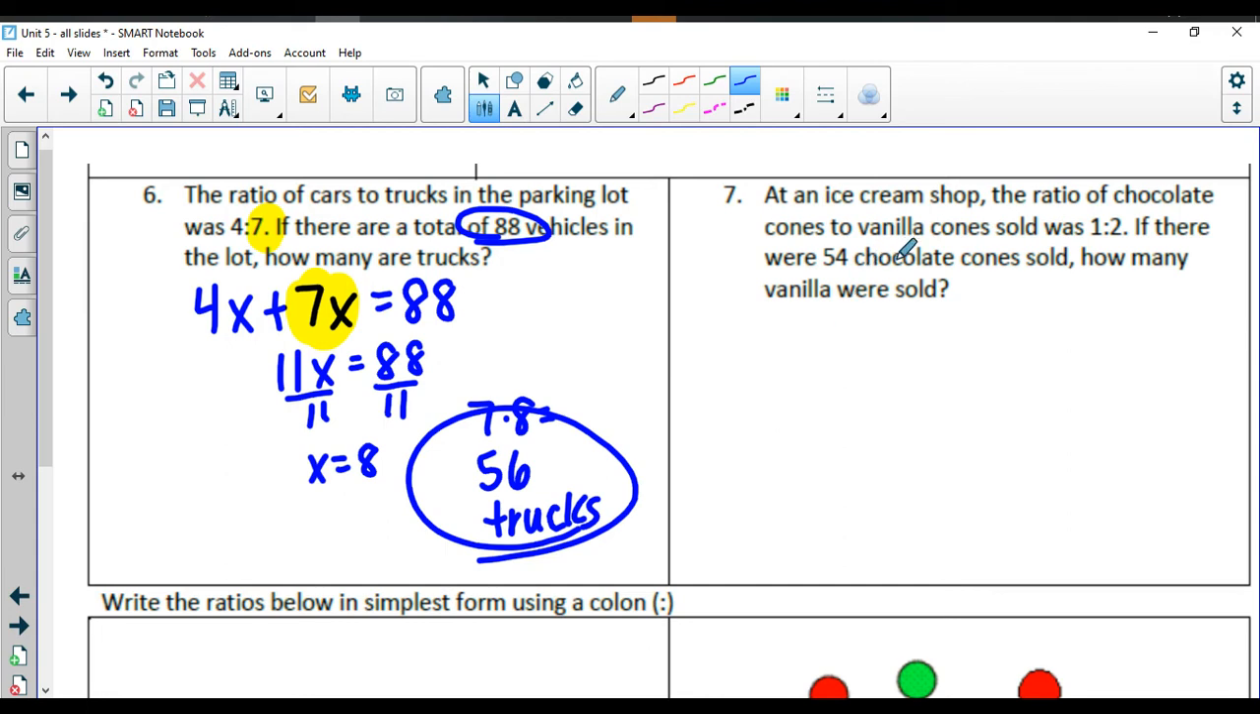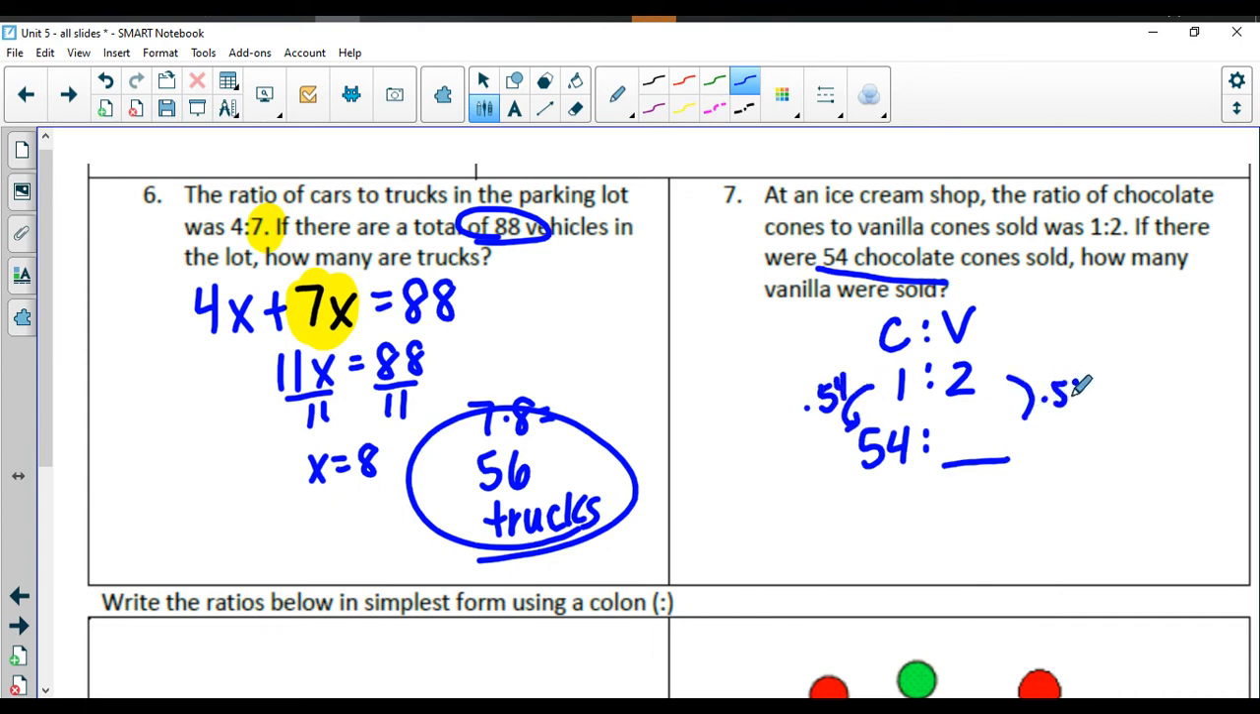Number 7, at an ice cream shop, the ratio of chocolate cones to vanilla was 1 to 2. There were 54 chocolate cones sold. How many vanilla? So this is like our second example in our notes. Chocolate to vanilla is 1 to 2. We know there's 54 chocolate, so we need to figure out how many here. We're multiplying by 54. So if I do that over here, I'm going to get 108 vanilla cones.